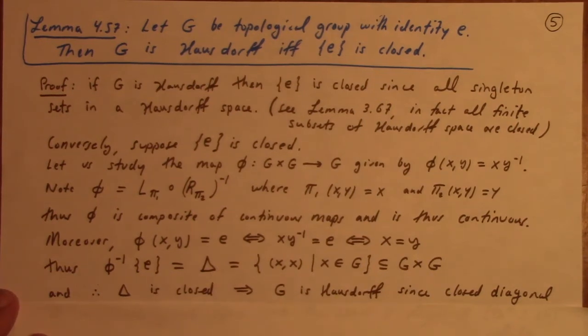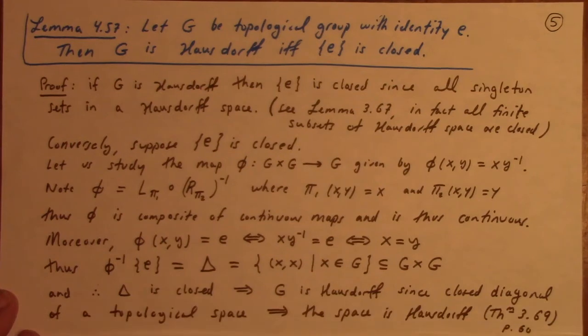I'm bad. It was if and only if, right? So this proves that the diagonal is closed, because we have a continuous inverse image of a closed set, right? The singleton is closed, we're assuming it's closed, because that was assumed here in the converse direction. So the continuous inverse image of a closed set is closed, but that inverse image is also the diagonal. So the diagonal is closed, but then that implies that G is Hausdorff, since G is Hausdorff if and only if the diagonal is closed, since G is a topological space, of course. And consequently, the space is Hausdorff. You can see Theorem 3.69, page 60 of Minetti for that.